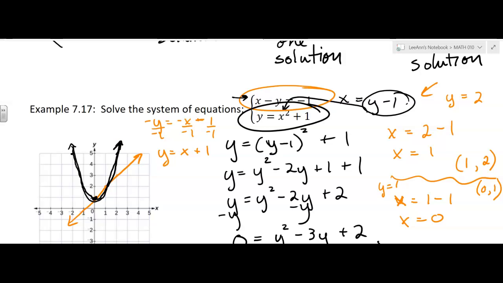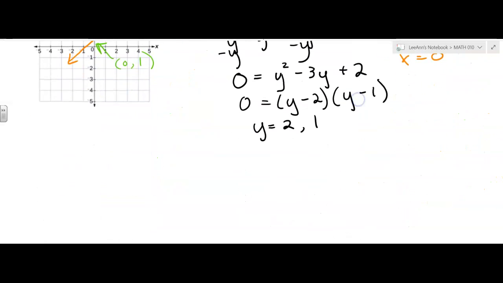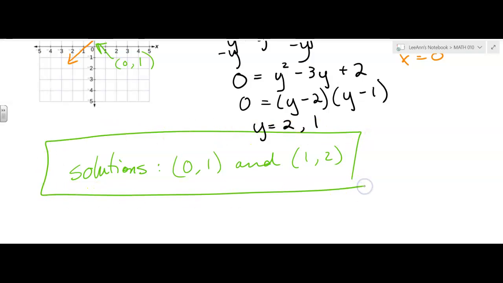Okay, so I'm trying to make it look good, but hopefully on your paper it looks good. So you can see the 2 points of intersection. One is the vertex right there. That would be the point (0, 1), which we said before. And then the point right here, that's the point (1, 2), which we said as well. You don't have to graph it, but I wanted to show you what it looks like. So what are the solutions? The solutions are (0, 1) and (1, 2). Those were the two ordered pairs that satisfy the system.